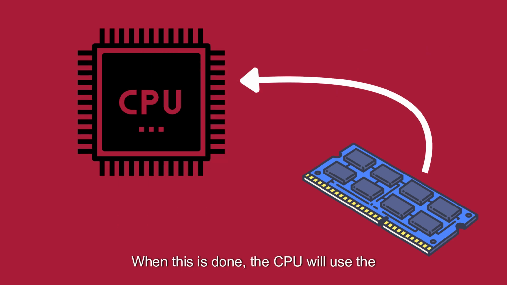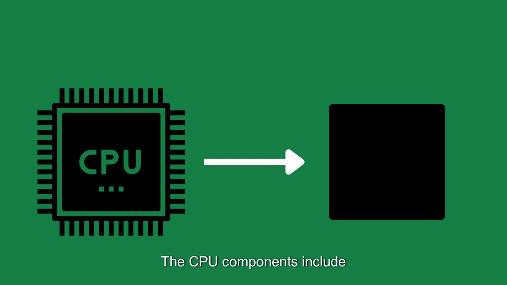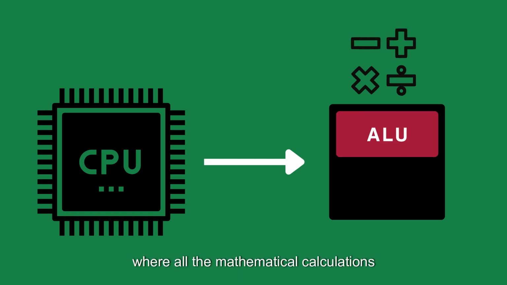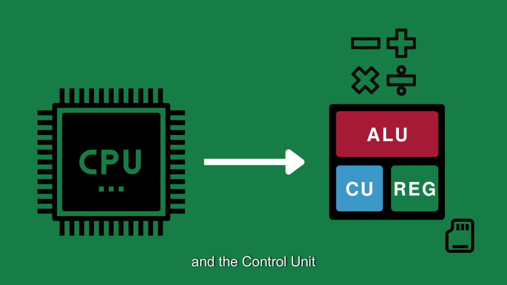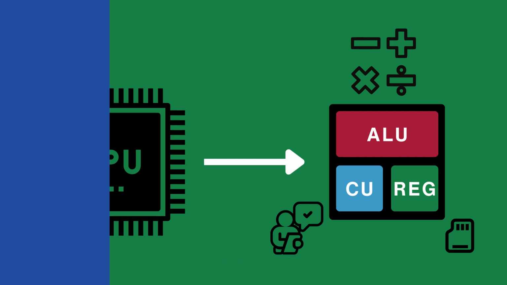When this is done, the CPU will use the memory allocated in those RAMs to proceed its instruction cycle: fetch, decode, and execute. The CPU components include the arithmetic logic unit, or ALU, where all the mathematical calculations happen, the registers, which hold temporary memory, and the control unit, or CU, which, well, controls everything that happens around the CPU.